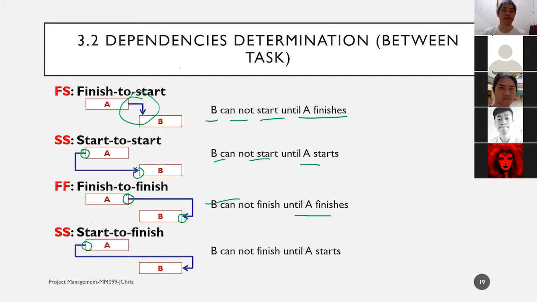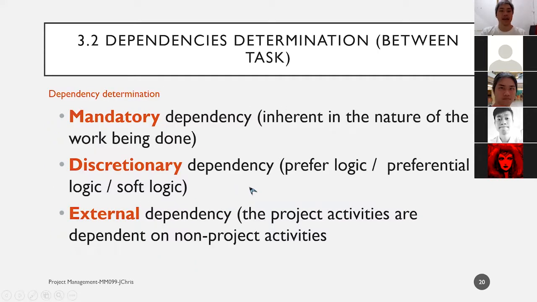Usually, we are going to have the first dependency. Only occasionally, we are going to have finish to finish and start to finish. Now, the dependency determination: the mandatory dependency is inherent in the nature of the work being done, which means it must be done, mandatory. Discretionary dependency means preferential, I would like to have this process finish before the other process, which means it's optional.